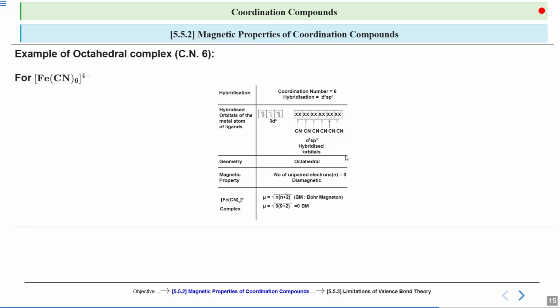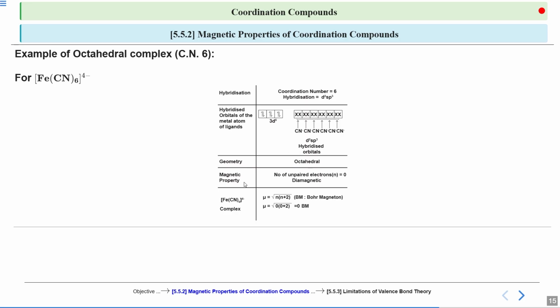That means these 6 hybrid orbitals, or equivalent hybrid orbitals having equal energy, are going to arrange themselves in 3D space in the octahedral manner, and thus this complex is going to show the octahedral geometry.